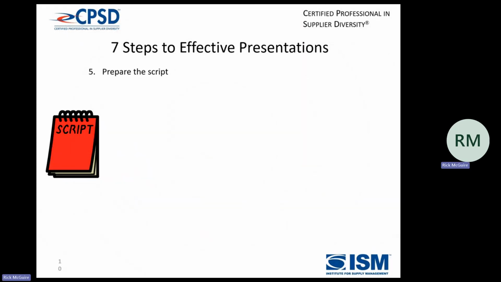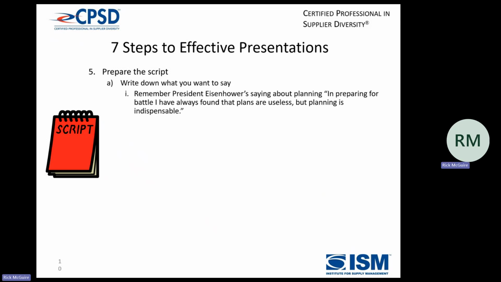Then step 5 is prepare the script. And you should always write it out. You may not sit there and read it, but writing out the script helps commit it to memory. Write down what you want to say. Remember Eisenhower's saying about planning. It's actually West Point, but Eisenhower went to West Point. In preparing for battle, I have always found that plans are useless, but planning is indispensable.